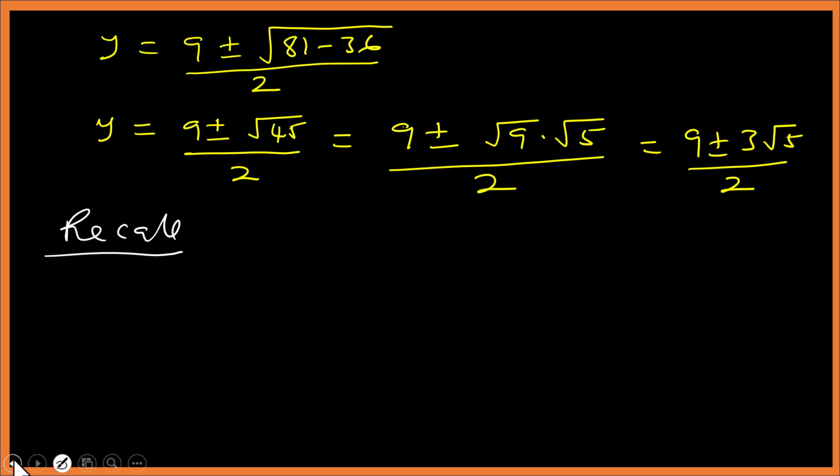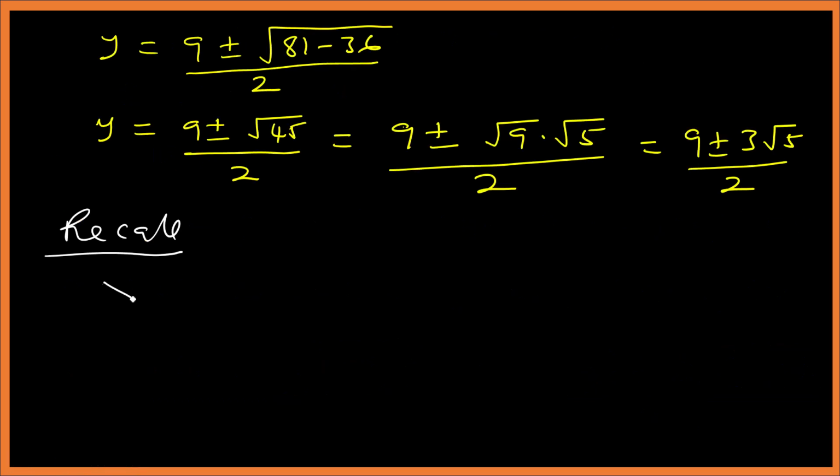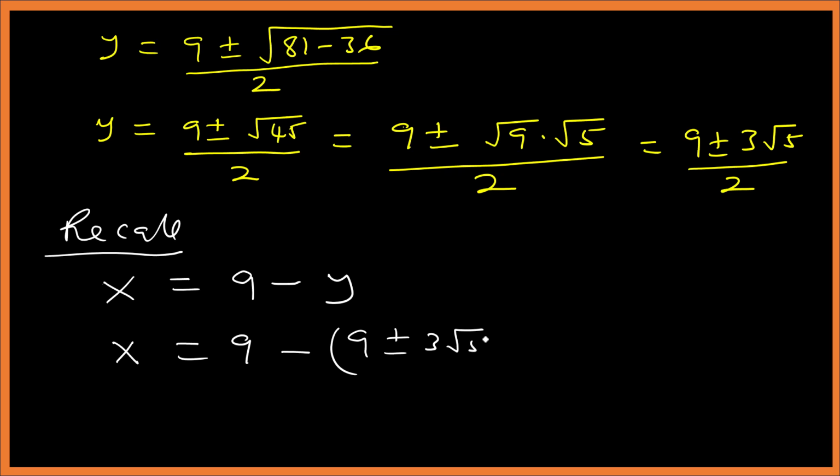Now, remember X is the same as 9 minus Y. But Y is what? This. So let's do substitution. X equals 9 minus, so let me put this one there, 9 plus or minus 3 root 5 on 2.